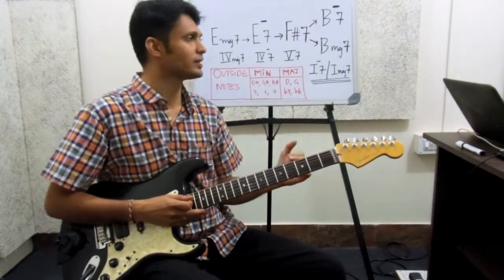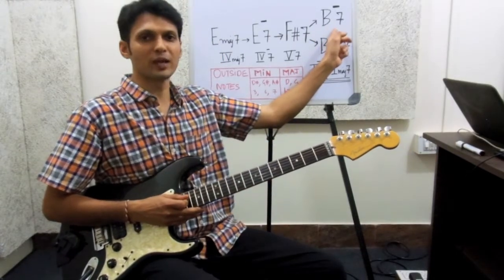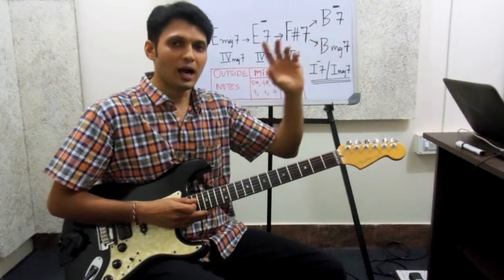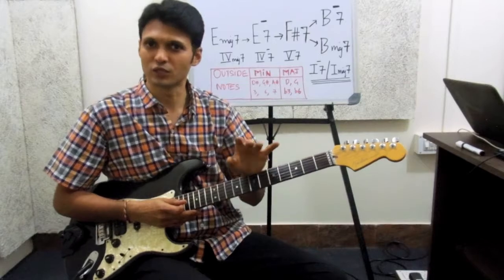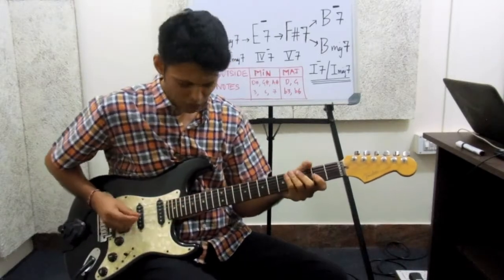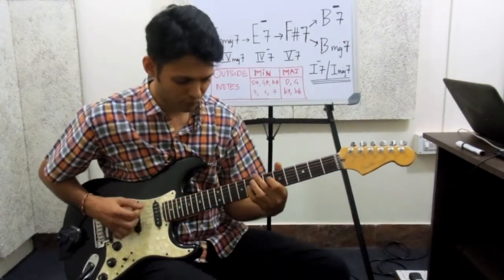Play this progression a second time, but this time, instead of playing the B minor 7 chord at the end, I'll play a melody instead, and you can use that melody to confirm that you're feeling that you're still in the minor key. 1, 2, 3, 4.